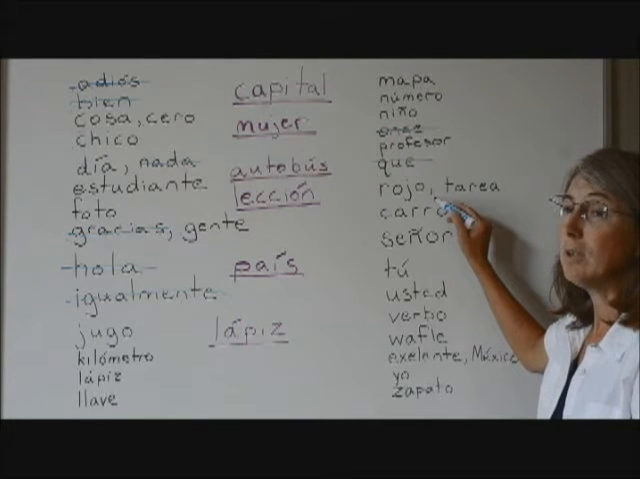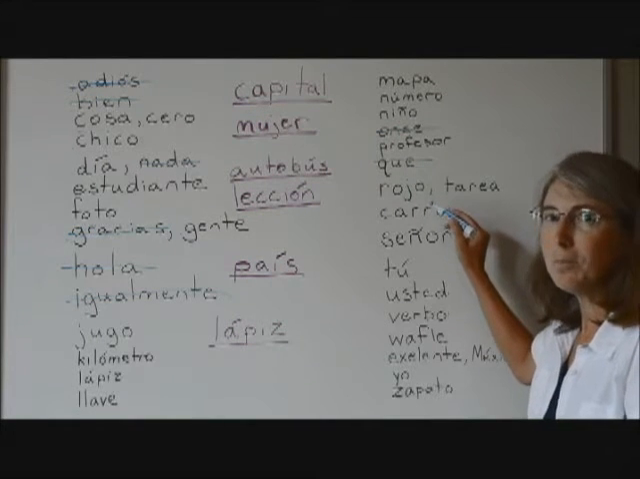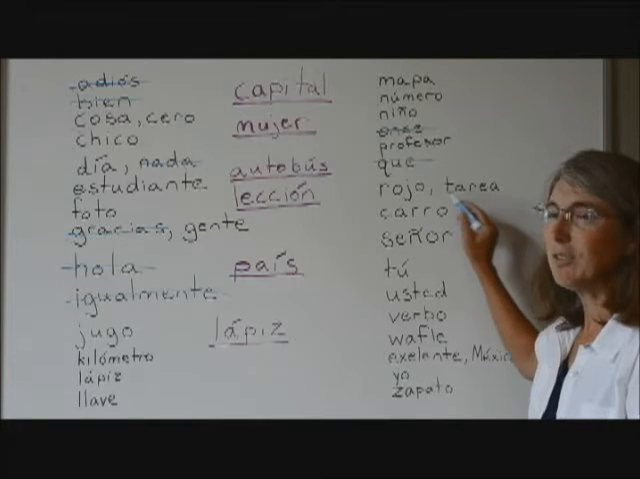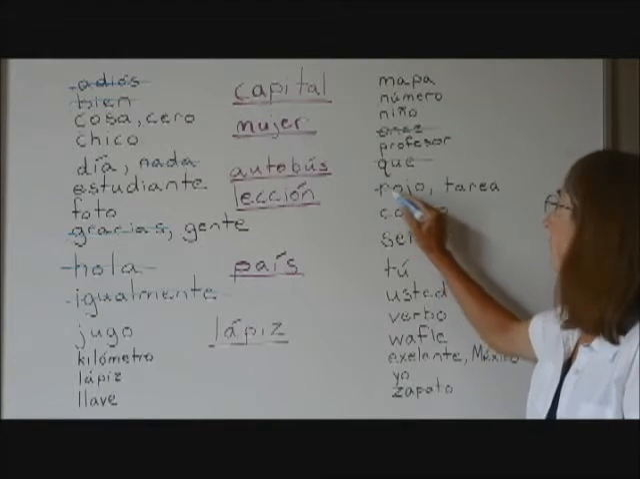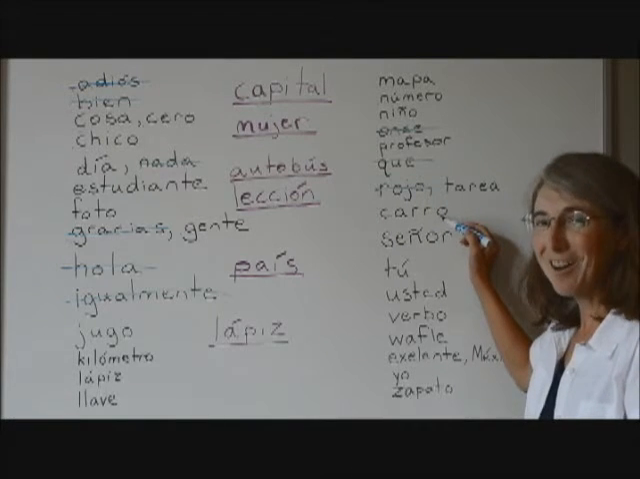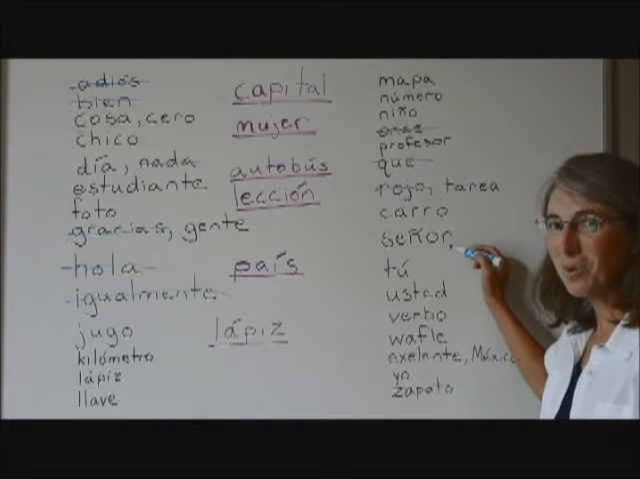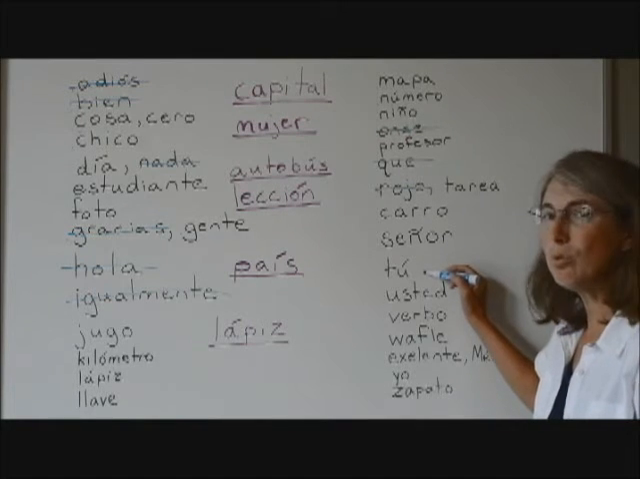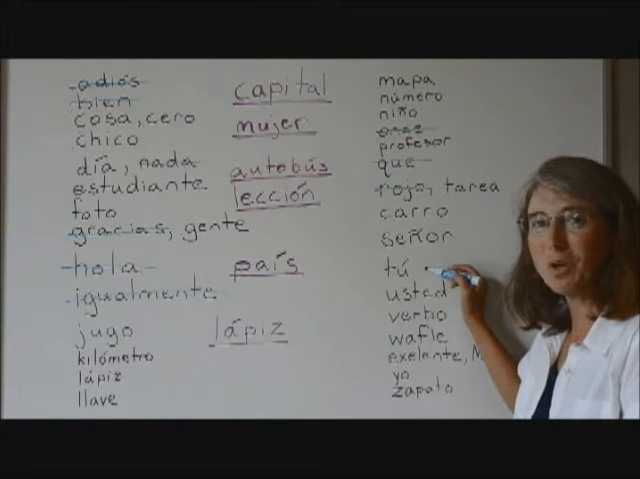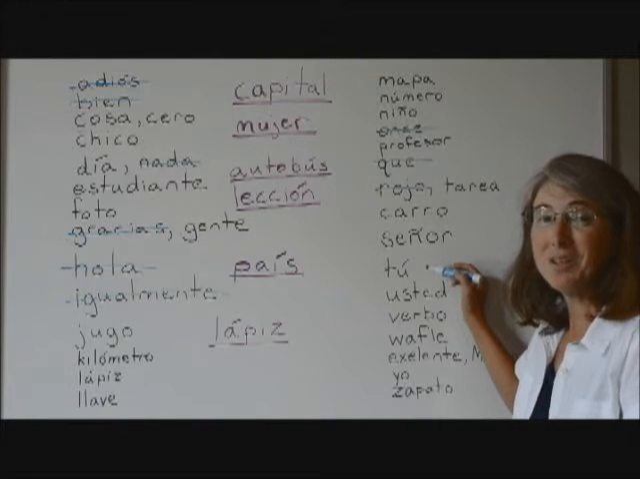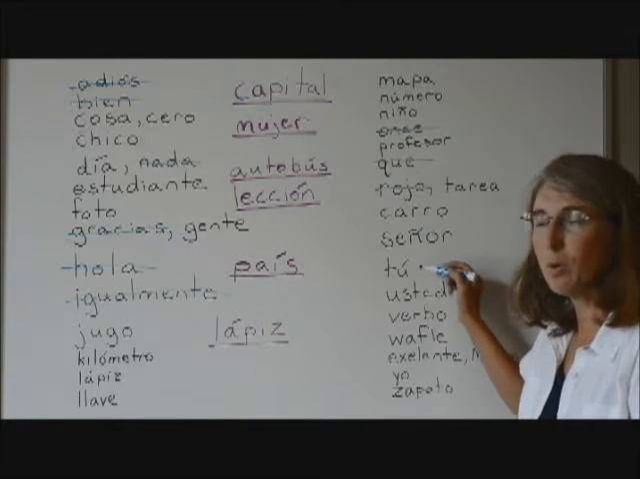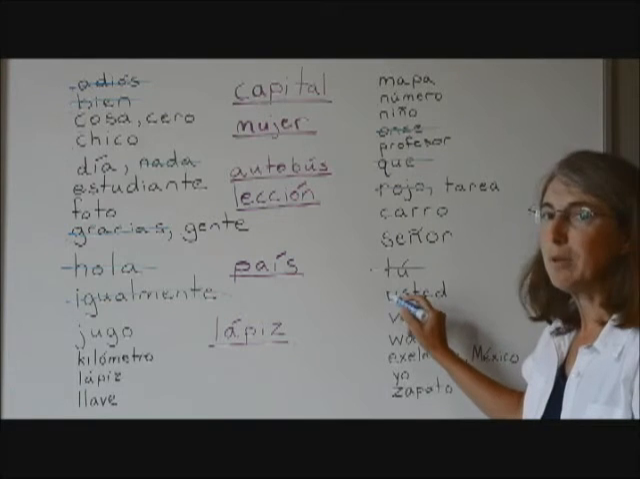Rojo. Rojo could be a noun, but usually it's not used as a noun. Usually it's used as an adjective. So we're going to mark it out for now. Tarea, homework, definitely a noun. Carro, señor, those are both nouns. Tú is a person, but it's a special kind of noun. It's a pronoun, and we'll talk about those in another video. So for right now, we're going to mark it out because it's not just a regular noun, it's a pronoun. Same thing with usted.